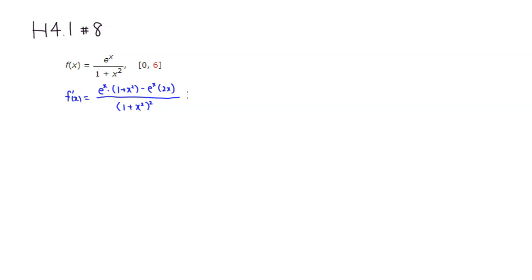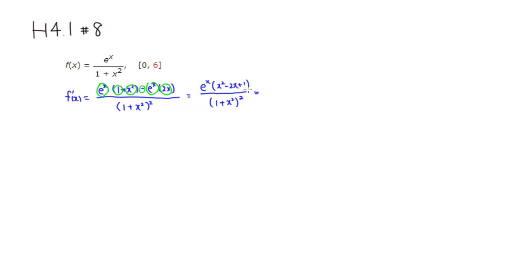You can see that e to the x is in common, so you pull it out. Then you would have x squared, and then a negative 2x, so we put minus 2x. And then you have a plus 1 and plus 1. And over, we have 1 plus x squared.